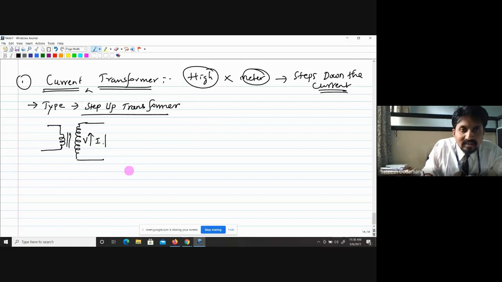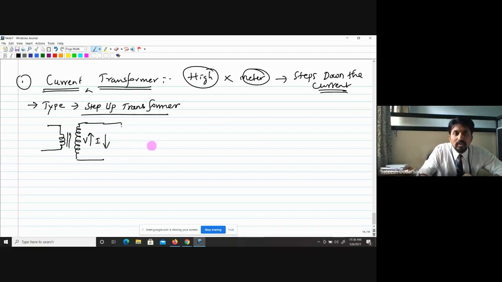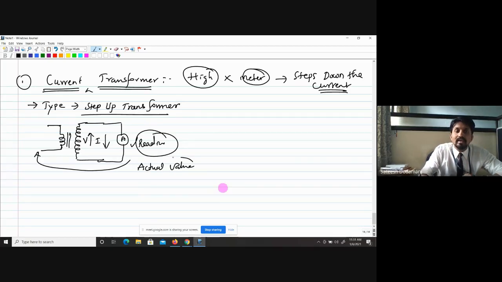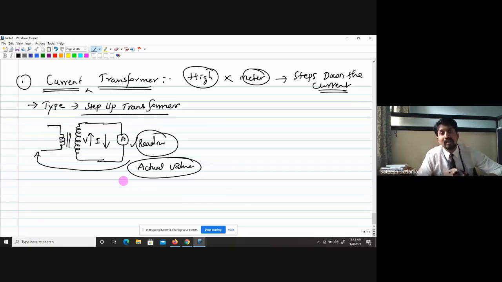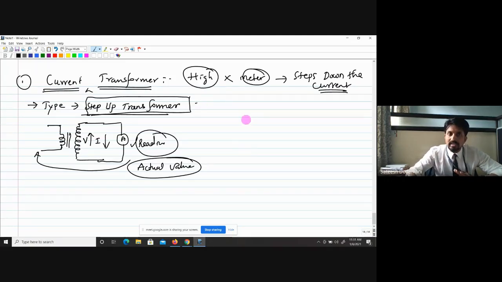But what about current? You are stepping down the current, and that stepped down current you connect to the ammeter, and this ammeter gives the reading. That reading, multiplied by a certain ratio, gives you the actual value of the current flowing in the circuit. That is what this current transformer does. Inside a current transformer, there is basically a step up transformer. Are you getting my point? Don't get confused here, it is very simple. A current transformer means one which uses a step up transformer.